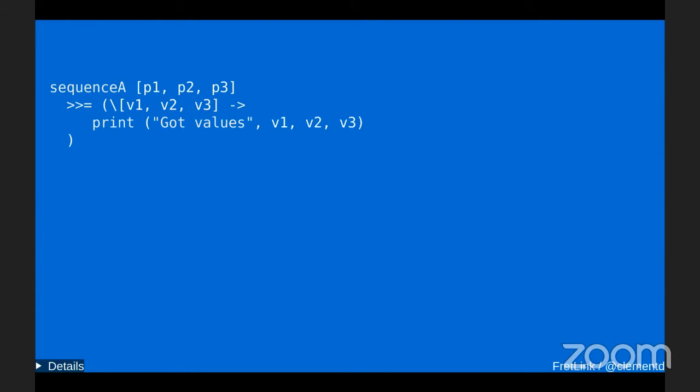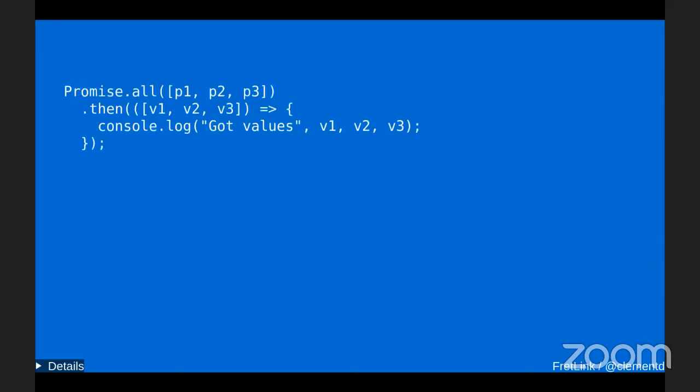So sequenceA takes a list of promises, just like Promise.all, and the result is not like a promise. You don't have a then method, but you have something really close. In Haskell we call it bind, and it's written bracket bracket equal, and then you pass it a callback and you get your values. So it's really close to JavaScript. The names are different, a couple parentheses are gone, but it's essentially the same.